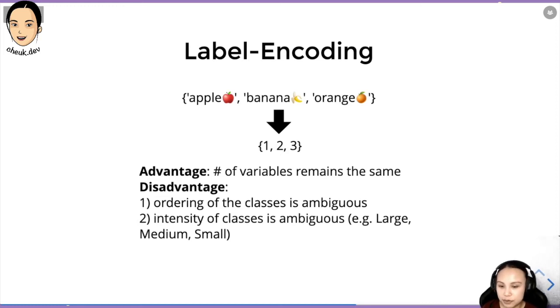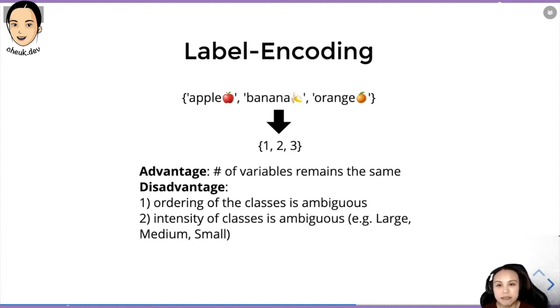And you're putting in extra information, so you are creating noise in your model. The way you order it is something that you decided. It's not what the data that you collected is telling you. So you're mixing some noise in there, which is not ideal. And also the intensity of classes is ambiguous.